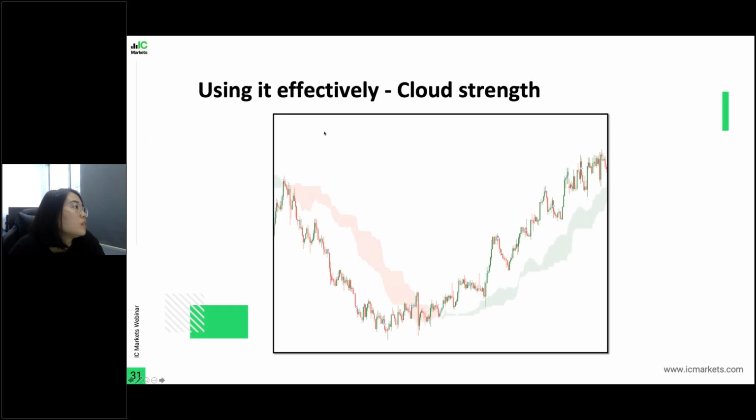Okay, so using it effectively, cloud strength, which is the color. Basically you see price above the cloud and you see it's green, this is a very good sign. You see price below the cloud and you see red, it is a very good sign that it is bearish.